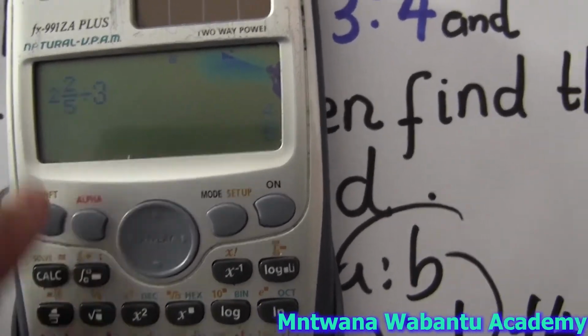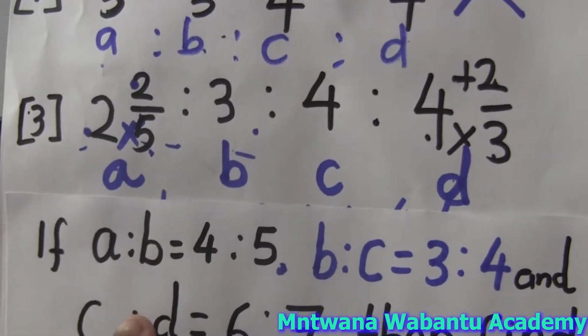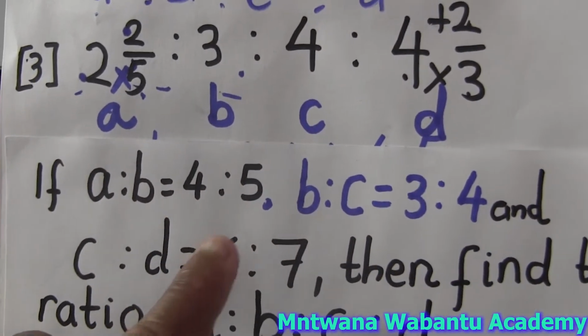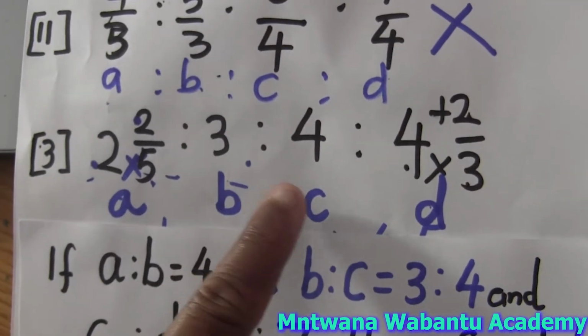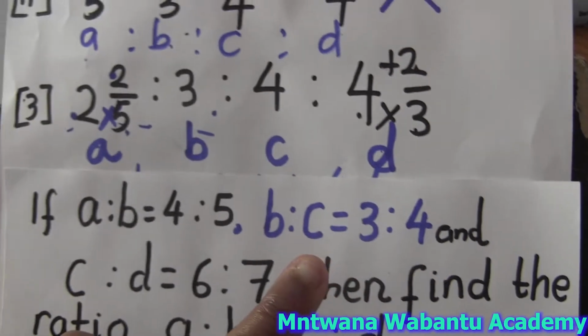4 over 5, yeah, it's true, because in our option here, AB is 4 over 5, so A over B is true, it is 4 over 5. Now we want to go for BC, so 3 divided by 4. Okay, this one straight away, 3 divided by 4 is true, 3 divided by 4.